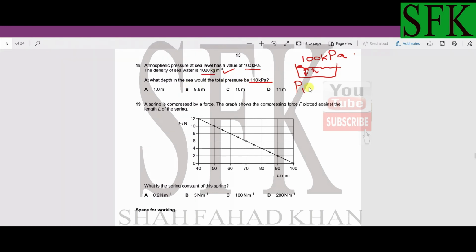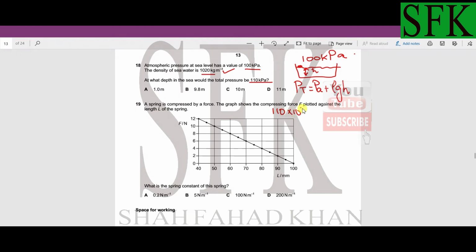To calculate the total pressure, we'll have to add the atmospheric pressure to the pressure within the liquid. The formula for pressure inside the liquid is rho gh, where h represents the depth within the liquid, g represents the gravitational constant, and rho represents the density. Pa is the atmospheric pressure, and Pt is the total pressure. The total pressure that we are asked about is 110 kilopascals. So let's plug it in here.